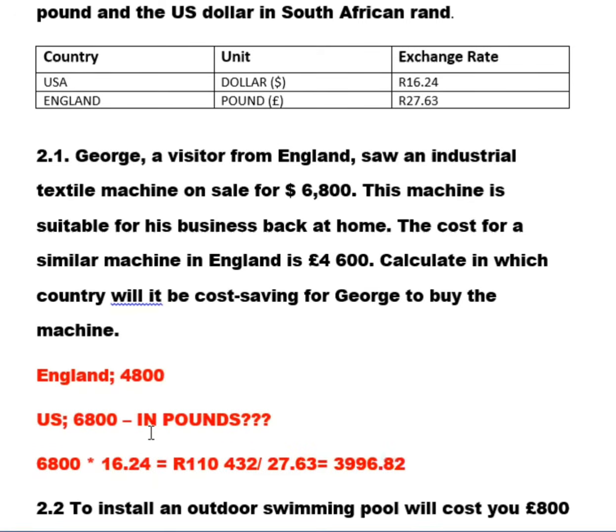So this means that the US machine in pounds costs 3,996.82. So it's cheaper for him to get the machine from the US than it will be for him to get it locally, right? So that answers 2.1.